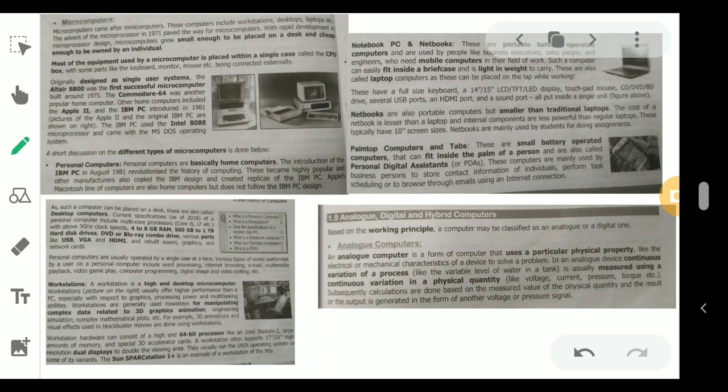So depending upon the size and the workability, I hope the classification of computers is clear to you.